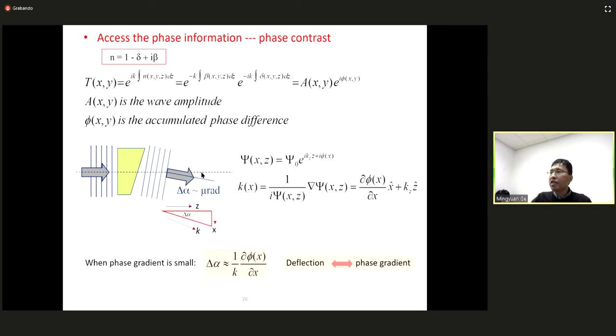And when this diffraction is very small, the sine alpha equals to the alpha, which corresponding to the X component divided by the original K component. So K is the wave vector in a vacuum, which is 2 pi over lambda. So if you look at the formula, this delta alpha equals to the x component diffraction divided by k. So k is a constant. So the partial derivative of phi of x is really proportional to alpha, which means the diffraction of x-rays is really related to the phase gradient of the material.